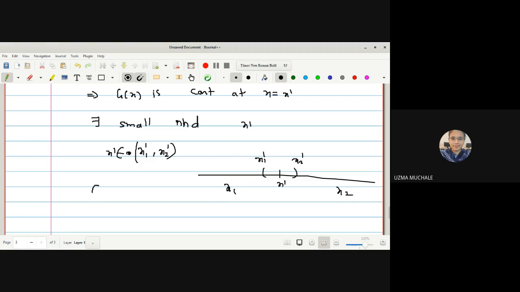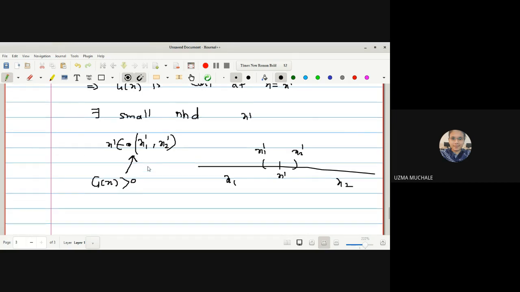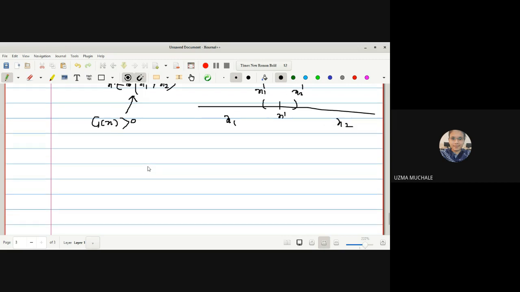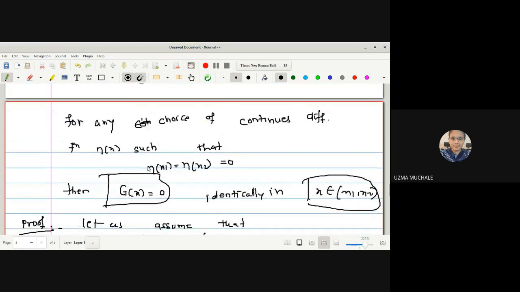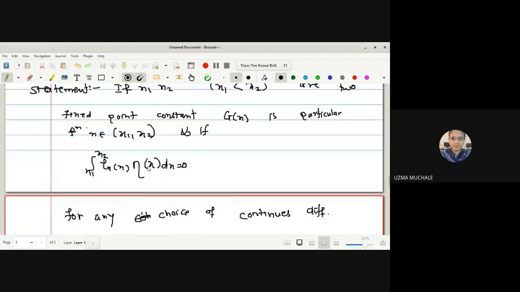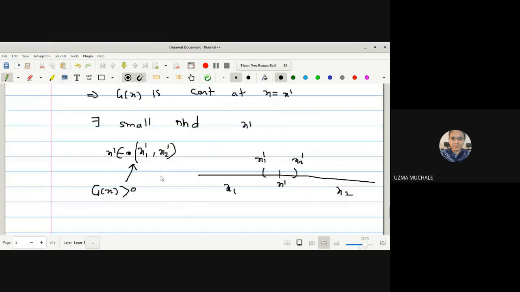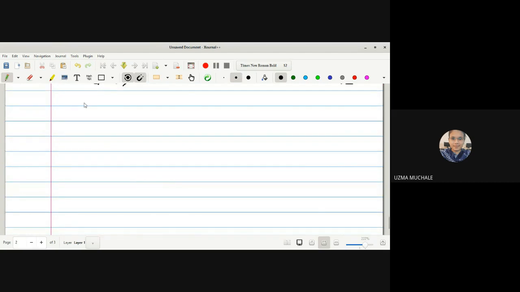Now we have assumed that g of x is greater than 0 in this interval. In which interval? x1 dash to x2 dash. g of x is greater than 0. Now let us see what is the effect on this equation. What is our equation given to us? In the statement we have been provided that in this interval x1 to x2, the integral of g of x into eta of x dx is 0. Right? We have been given that.